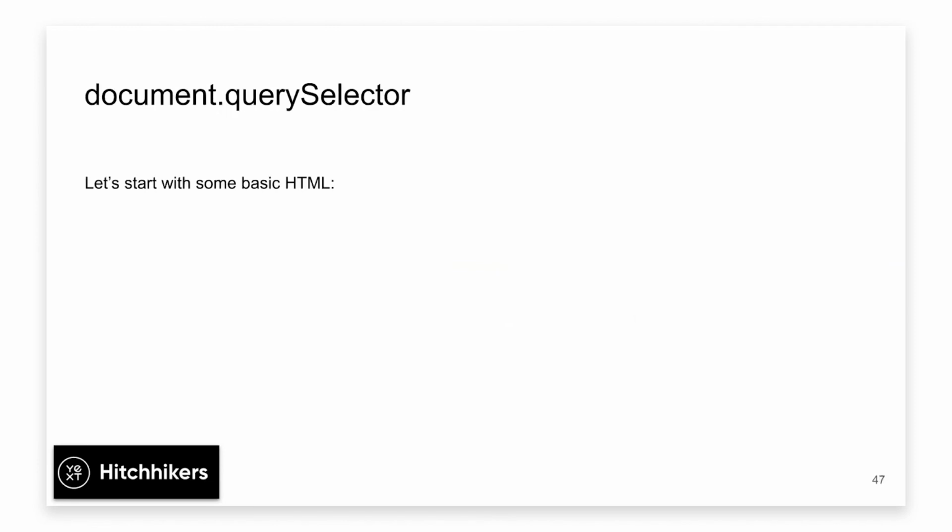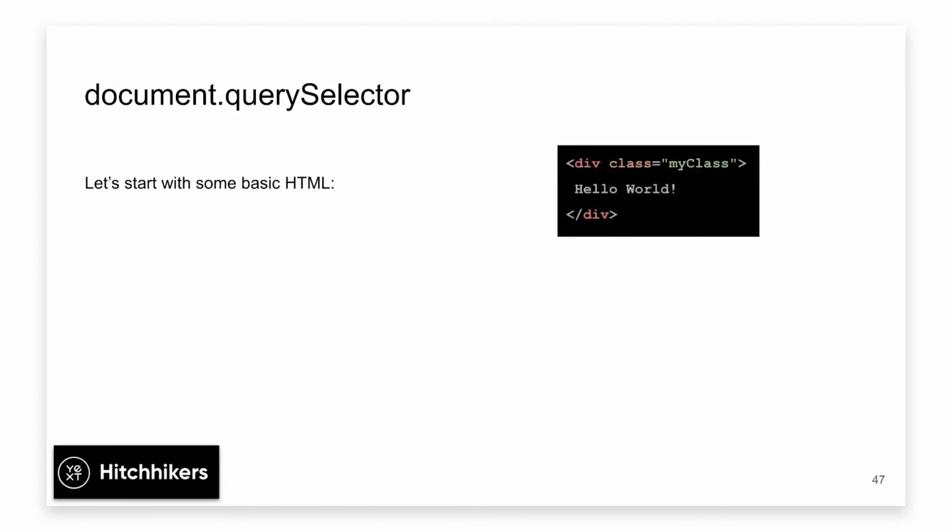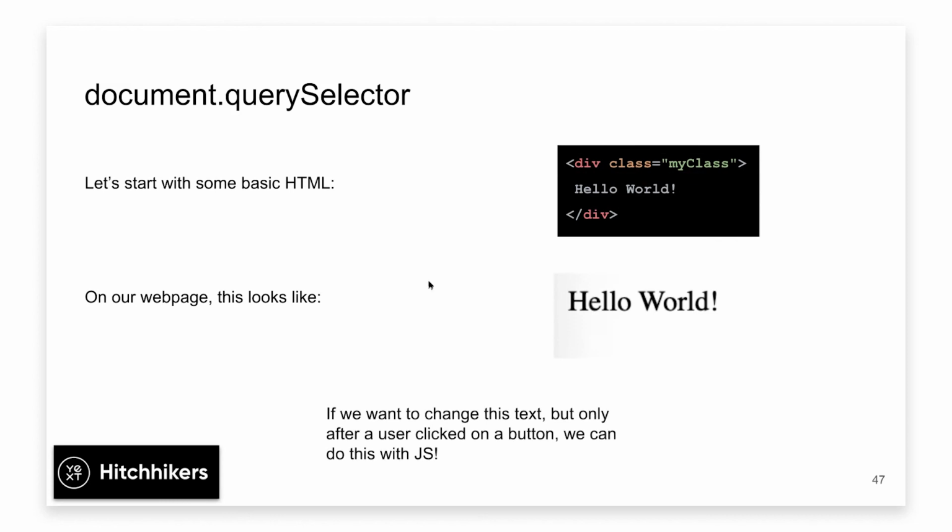Okay, document.querySelector. This is going to be very similar to CSS selectors. We have some basic HTML with a class selector attribute. And our web page would look like the content of that element, which is just hello world. Now, if we want to change the text of this element, but we can only do so after a user has clicked on the button, we can actually do that with JS.